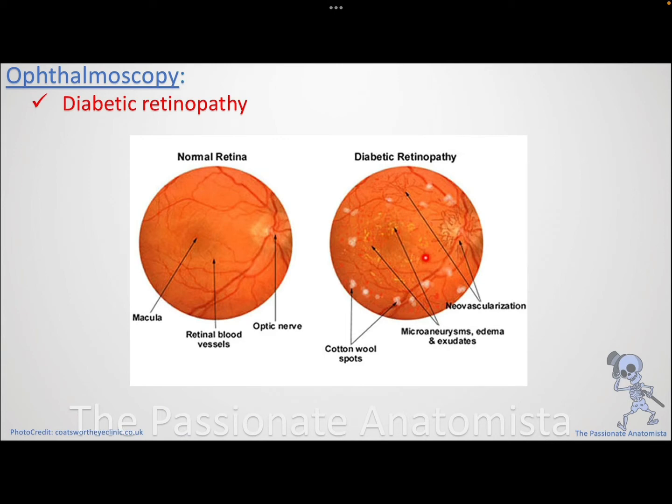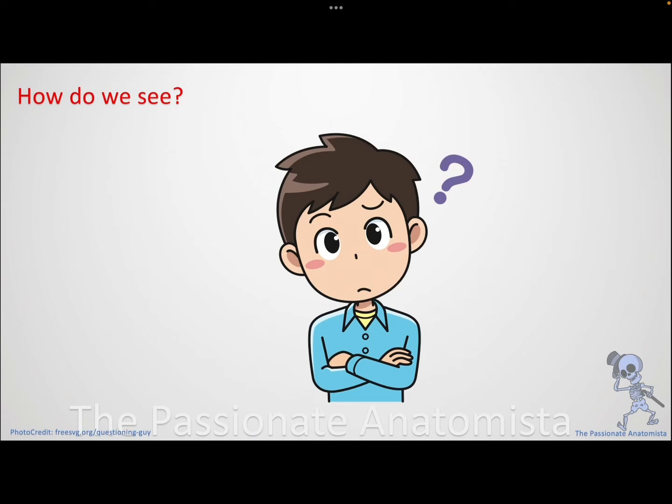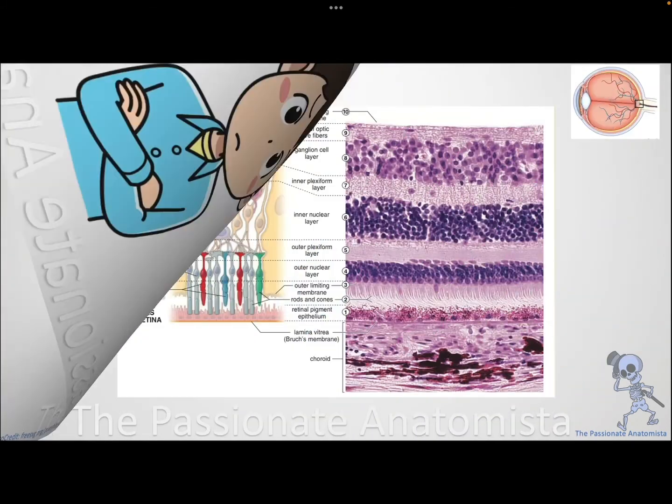There could be anything going wrong, collection of exudates, neovascularization, and problems with the capillaries of the central retinal artery or its branches. All right, and that can eventually affect the vision. Now, the question is, how do we see?